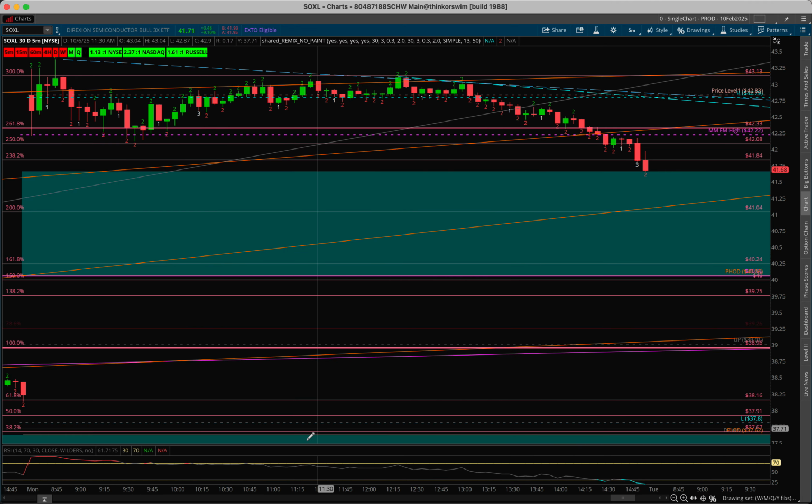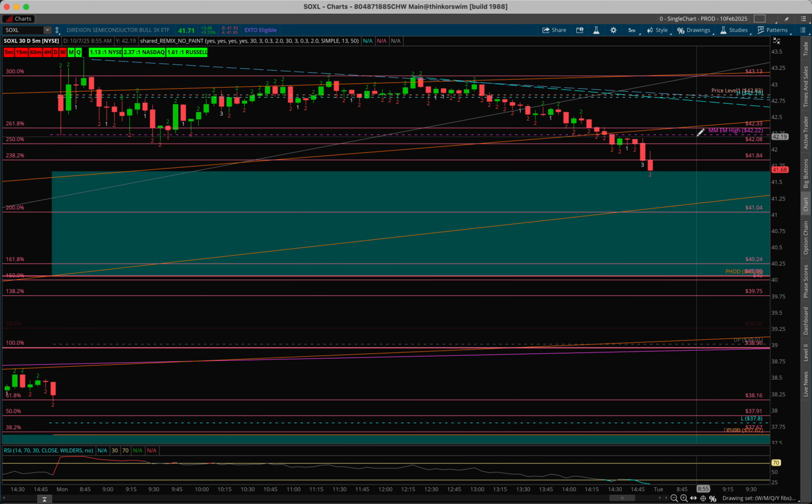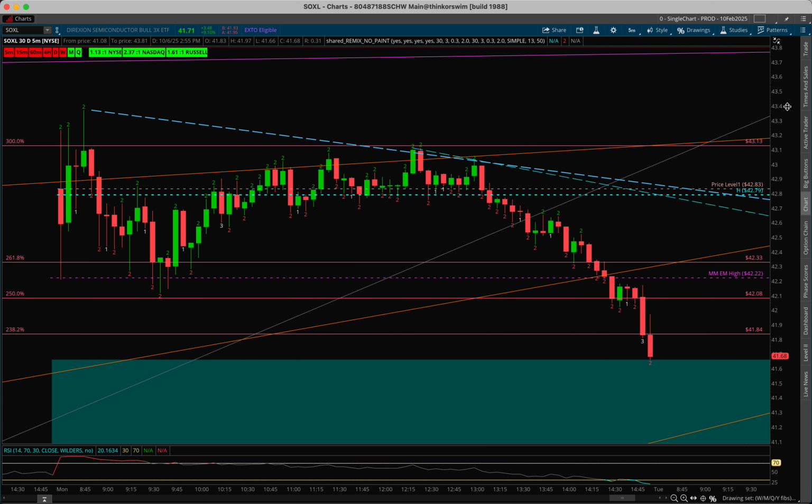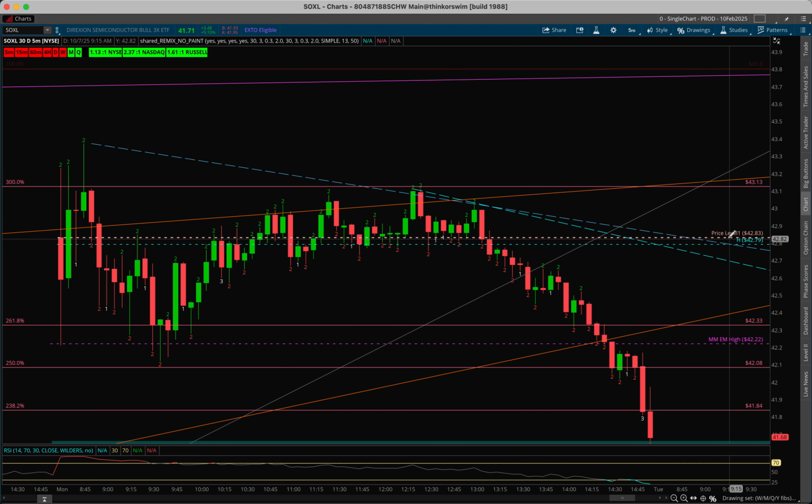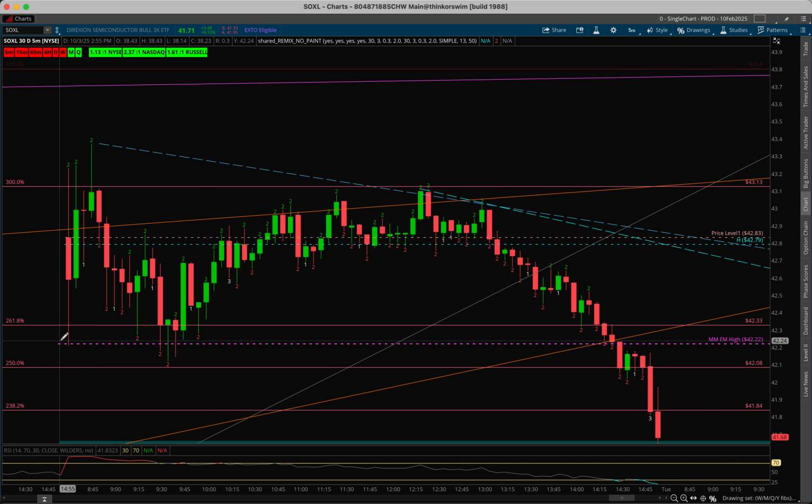Now there are some honorable mentions here on the page. We've got the market maker's expected move high up here at 42.22. And then, of course, once price opens, we have the opening print, which is marked here with this price level at 42.83. So we got the opening price action and push to the downside, bouncing off of the market maker's expected move high for a push back up.